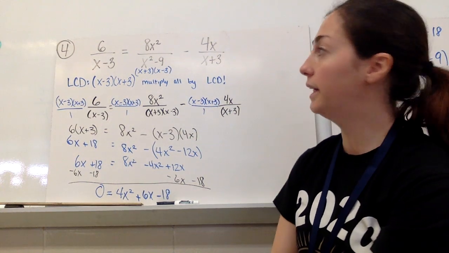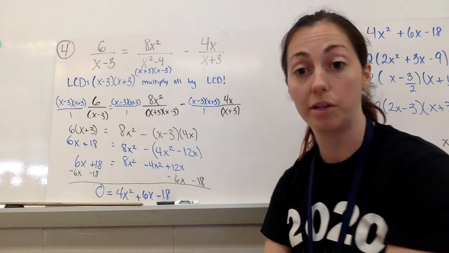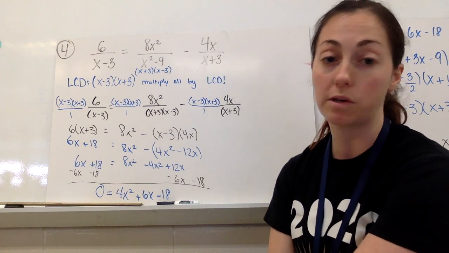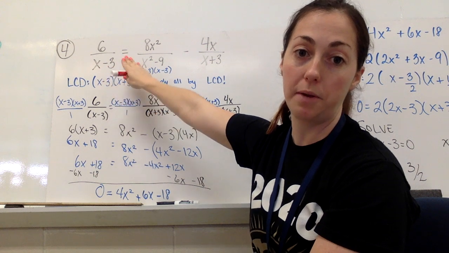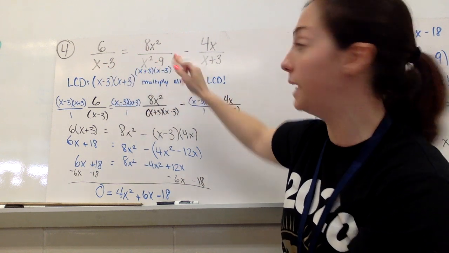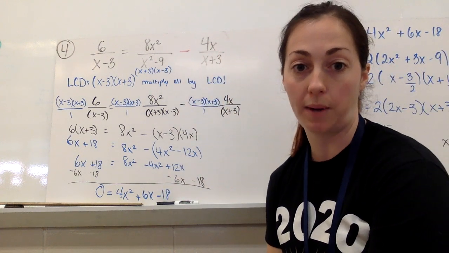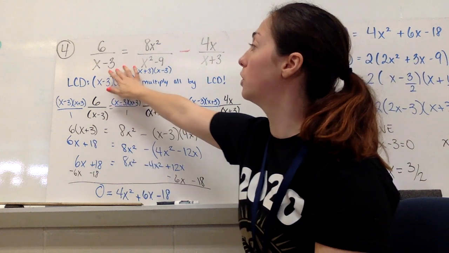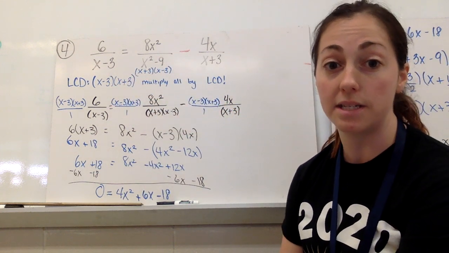All right, so let's talk about extraneous solutions and that possibility where when you check, you don't get a solution that works. So here's a problem where we have 6 over x minus 3 equals 8x squared over x squared minus 9 minus 4x over x plus 3. So the first thing is to look at our denominators because we want the lowest common denominator.